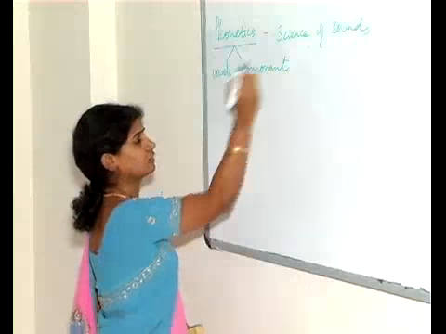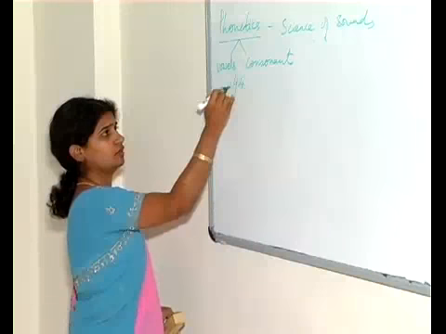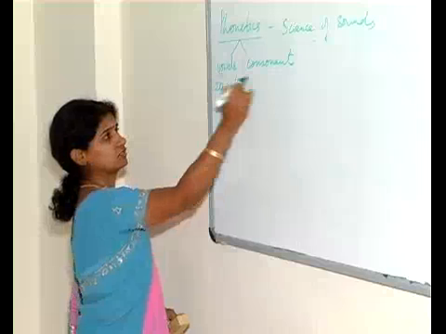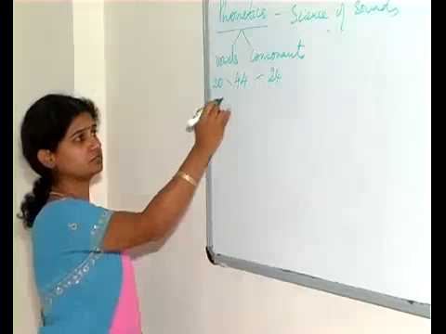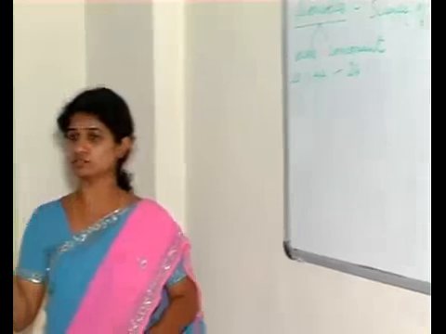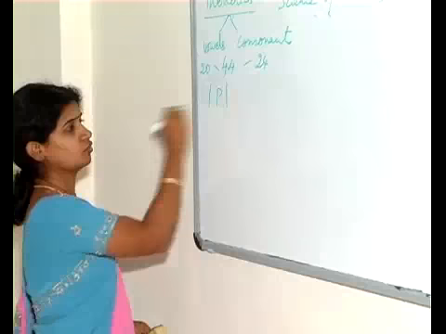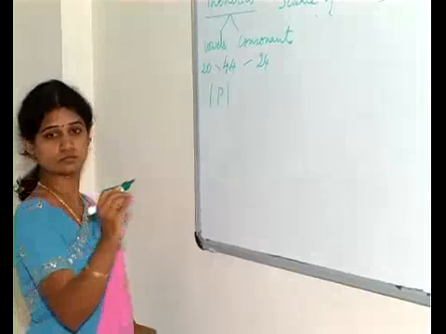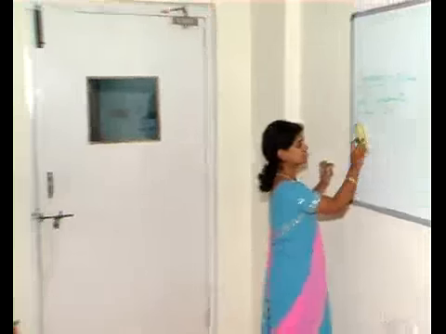For a quick recap, how many sounds do we have? 44. How many are vowels? 20. How many are consonant sounds? 24. How do I represent a sound? Slant lines. A sound is always presented within slant lines. What letter is this? P. Fine.